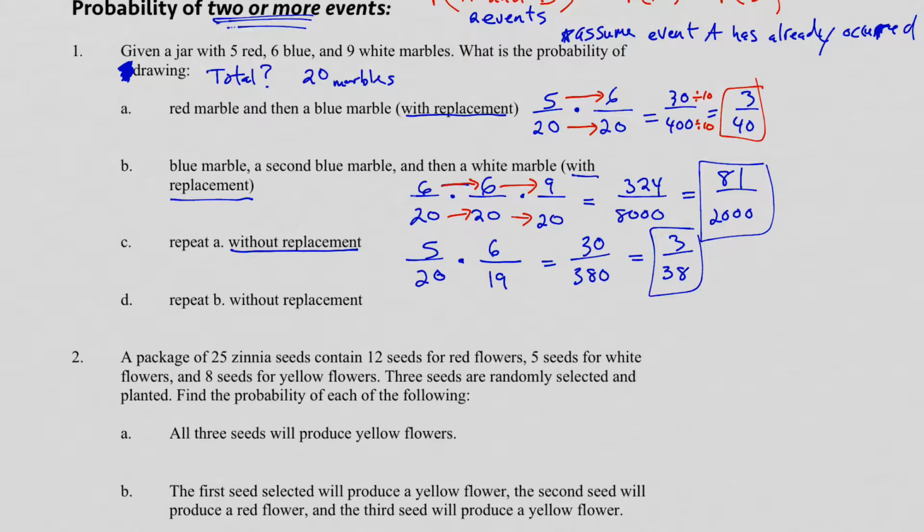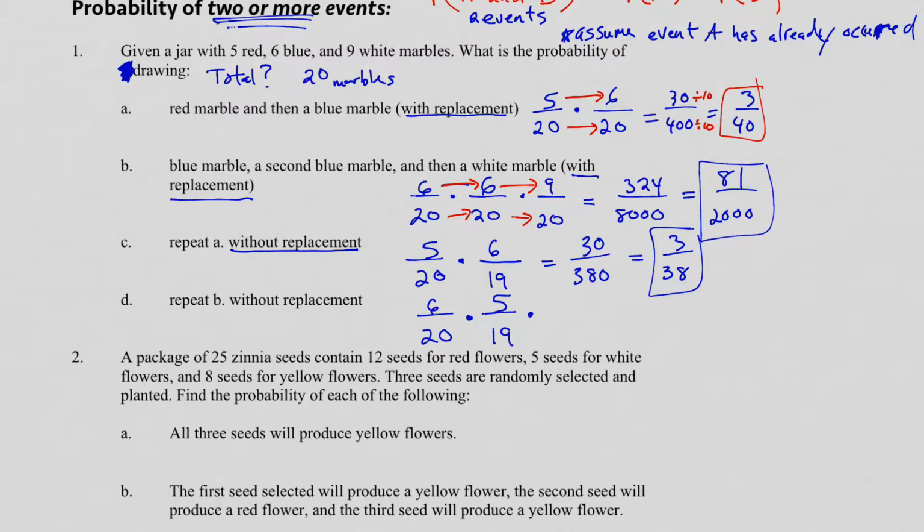Okay, let's do this guy right here, but without replacing the marbles. The first one's going to be the same, 6 out of 20. So that's 6 blue marbles. Now, if I have a blue marble in my hand and I'm picking again, how many blue marbles do I have? 5. And I have 1 less total. Okay? So look at the difference. It was 6 out of 20, 6 out of 20. Now it's 6 out of 20, 5 out of 19. Okay? We have 1 less.